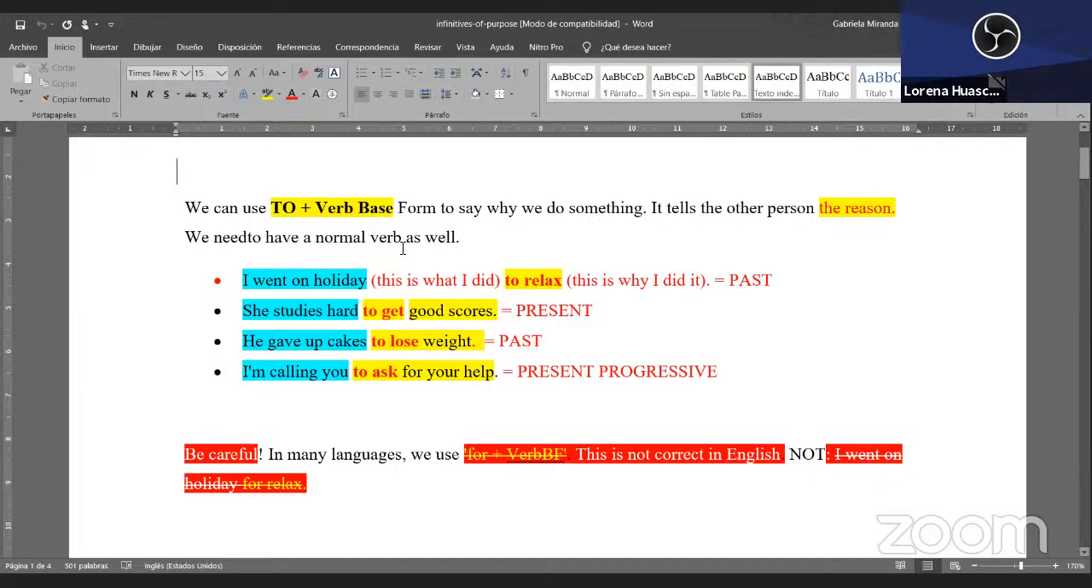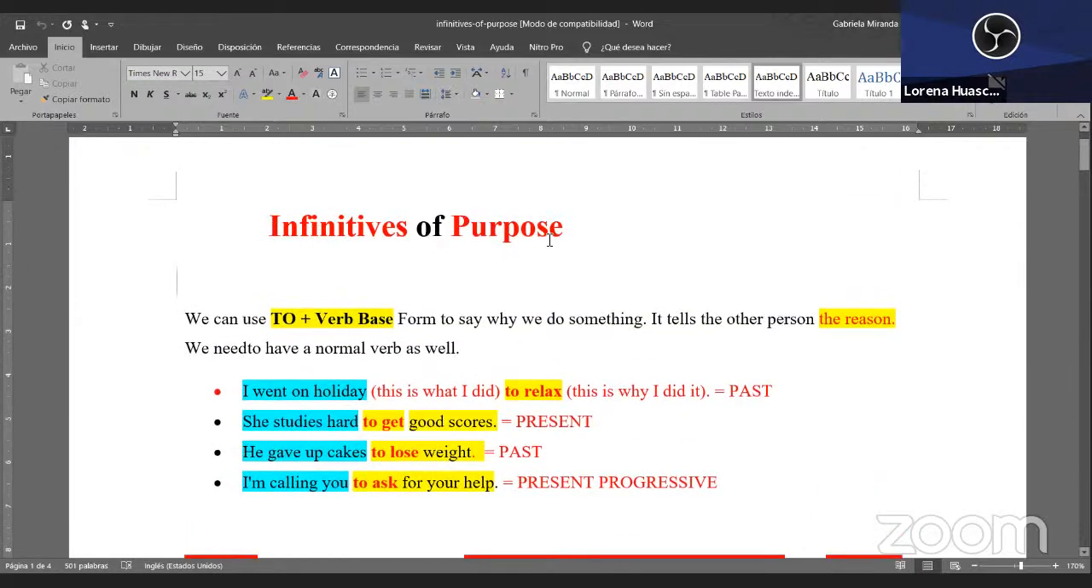So now, for example, here in the document, as you can see, we have two kinds of infinitives in order to express some purpose. The first one is this, to plus the verb in base form. So what does it mean, to? It means para, right? So with the verb in base form, we're going to use the infinitive. And what is the use of this? It is to express some reason, right?